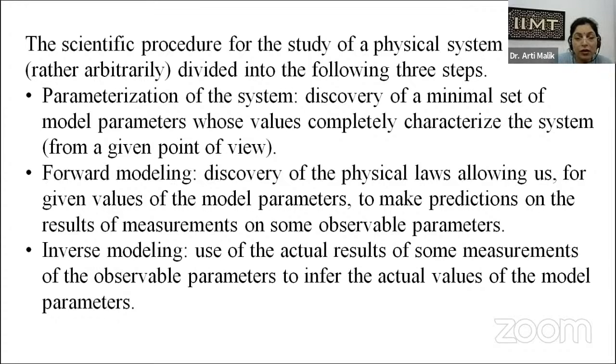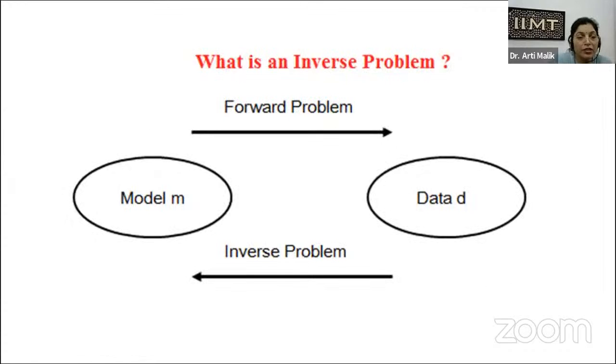Discovery of the physical laws allowing us, for given values of the model parameter, to make predictions of the result of measurement on some observable parameter. And the third step is inverse modeling: use of the actual result of some measurements of the observable parameter to infer the actual values of the model parameter. These are the three steps to find the inverse problem.